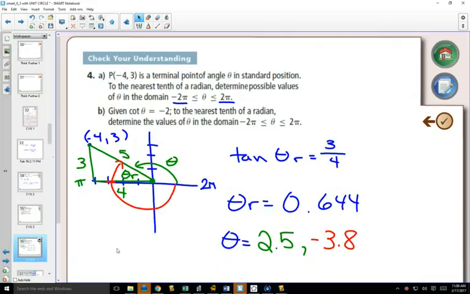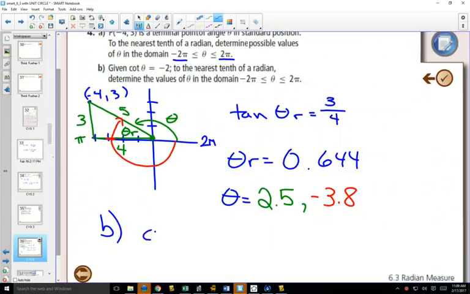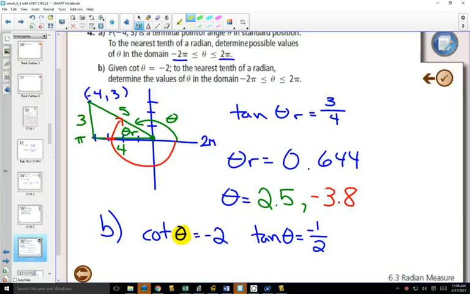Now for part B, they tell us that cotangent of theta is negative 2. To the nearest tenth of a radian, determine the values of theta from negative 2 pi to 2 pi. Well, if cotangent of theta is equal to negative 2, then tan of theta is equal to negative 1/2. So notice here, the angle theta doesn't change, but the answer, the ratio, is the reciprocal, because cotangent and tangent are reciprocal functions.